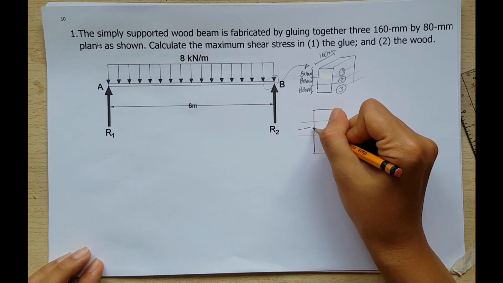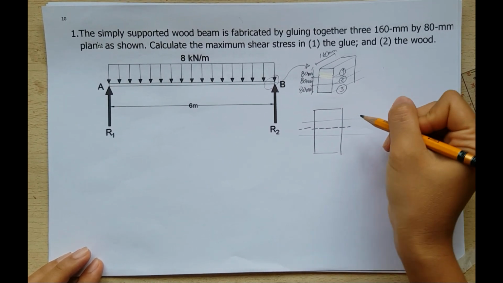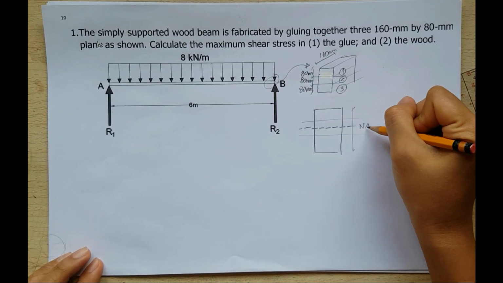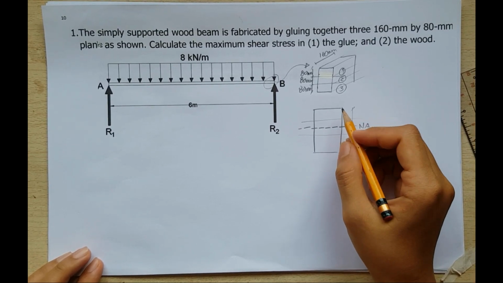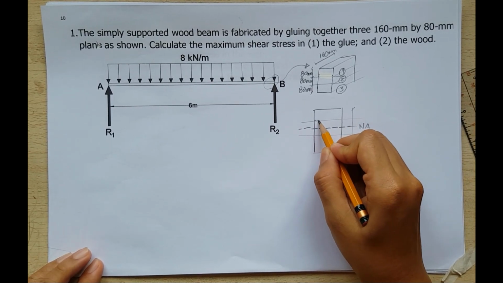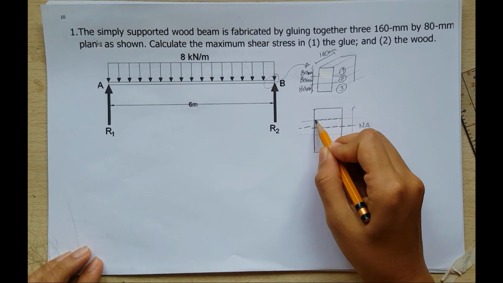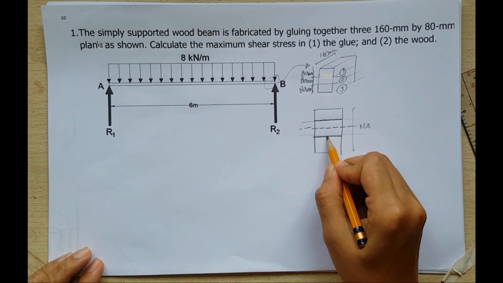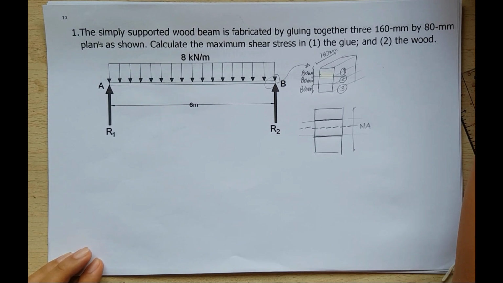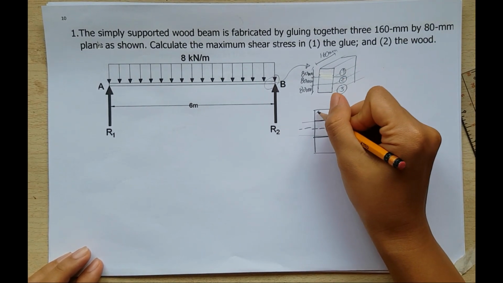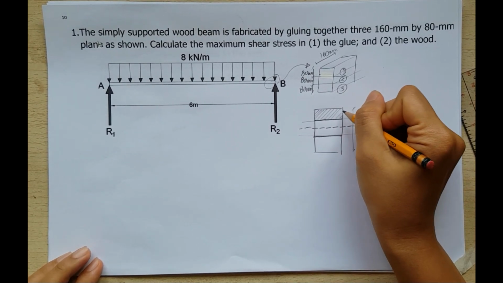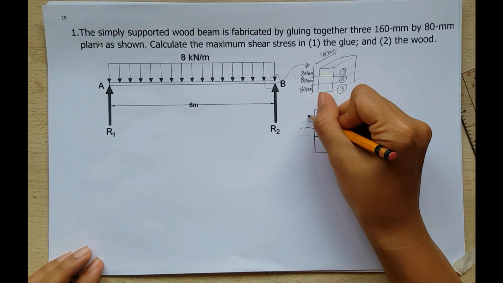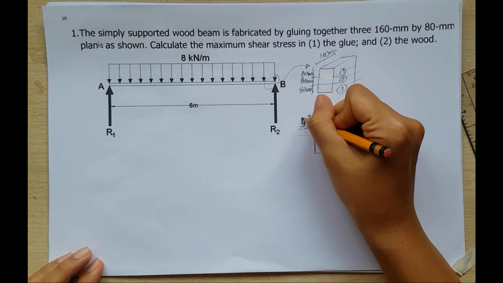Since this is rectangular in shape, this is our neutral axis. We will get the maximum shear stress in the glue. It is glued on this part, therefore the area we will consider would be this one. It has a centroid, and this is our Y bar.